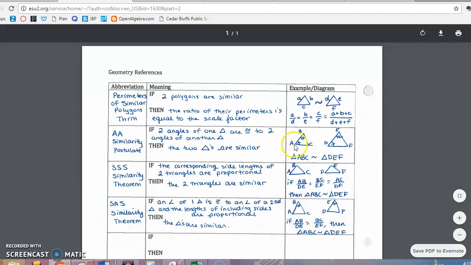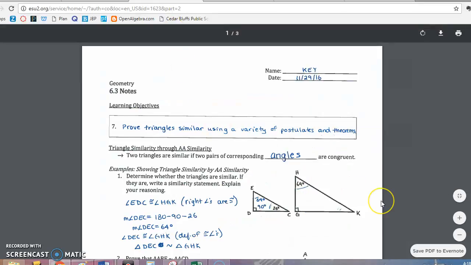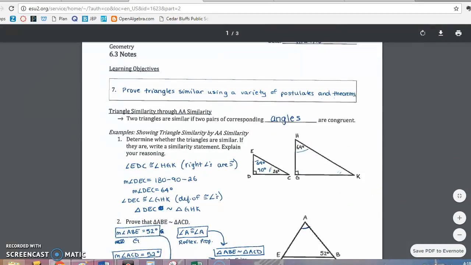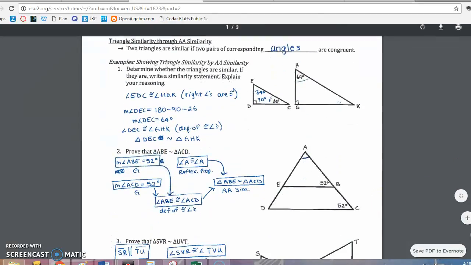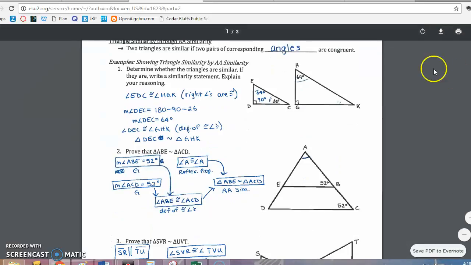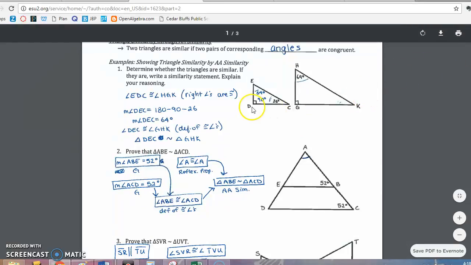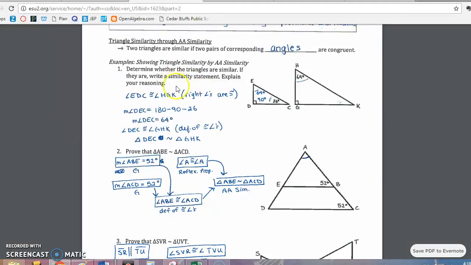And we can see here that we have triangle ABC and DEF. Angle A and angle D are congruent. Angle B and angle E are congruent. And therefore, we can say that triangle ABC is similar to triangle DEF. So back on the notes now, we are going to talk about angle-angle similarity and how we use that to determine if triangles are similar. And then if they are, we'll write a similarity statement and explain our reasoning.